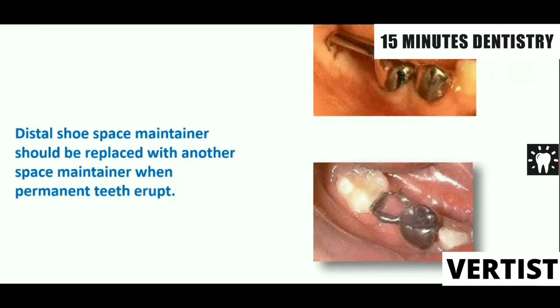One thing that we always have to remember about the distal shoe space maintainer is that it always has to be replaced with some other space maintainer, especially a band and loop, reverse crown and loop, or reverse band and loop space maintainer, once the permanent molar has erupted. So once the permanent first molar erupts, we have to remove that vertical extension of the distal shoe space maintainer and convert it into crown and loop, band and loop, reverse crown and loop, reverse band and loop, or, as I'll be showing, a de novo space maintainer.